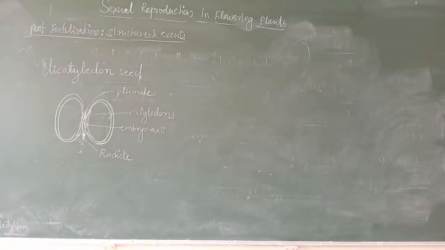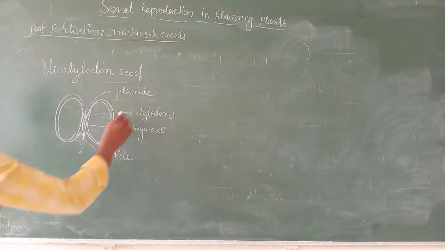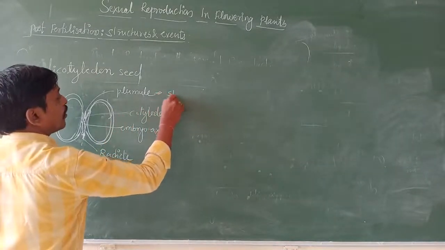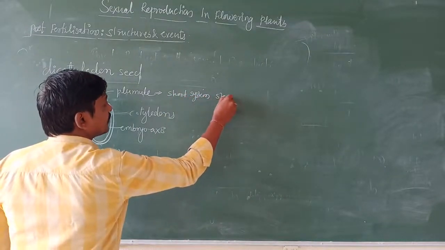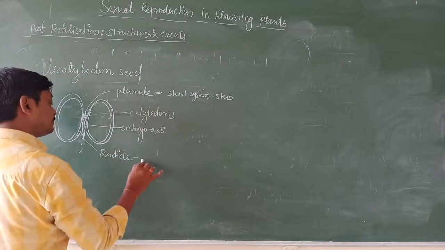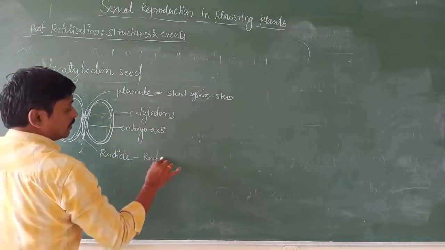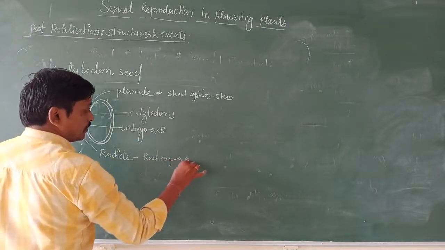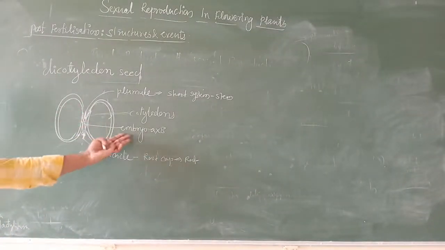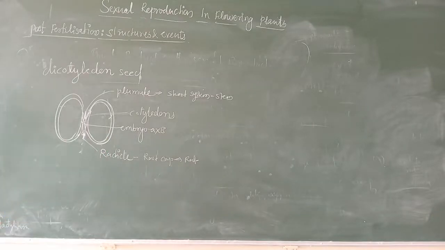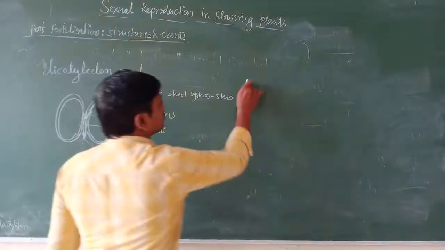Dicot, dicotyledon. Yesterday I told you this part, the plumule, is going to form the shoot system, in the sense the stem, and this is the root cap, root, etc. Understood? And these cotyledons are reserved to contain the embryonic axis, which all of you have studied. This is the dicotyledon. Okay, then the monocotyledon seed.